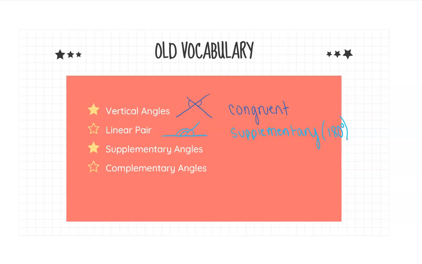So we kind of just answered the next one. Supplementary angles are two angles that add to 180 degrees. They do not necessarily have to be a linear pair, just any two angles that add to 180 degrees. And then complementary angles are two angles that add to 90 degrees, which means they will form a right angle.